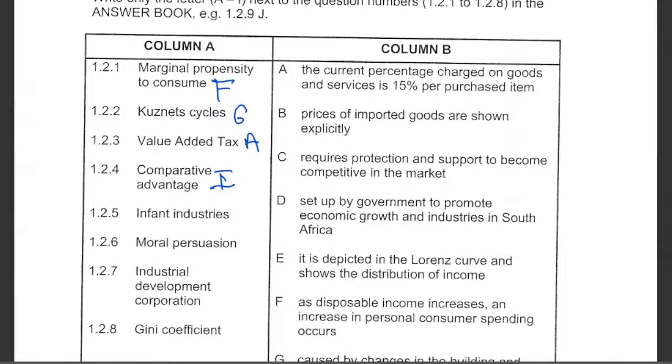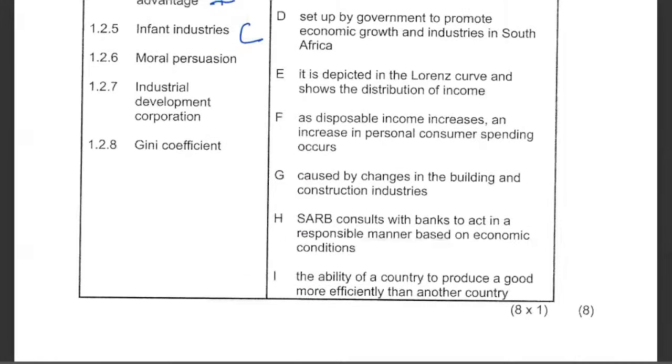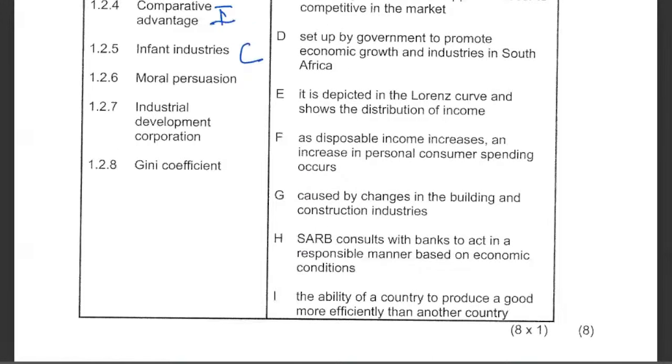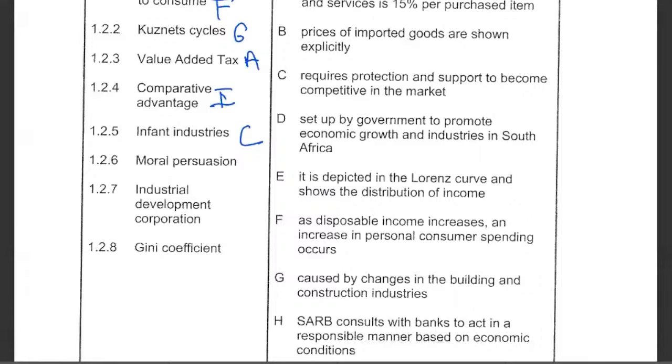It says infant industries. These infant industries normally require protection and support to become more competitive in the market. So it means that our appropriate answer in this regard is going to be C. Okay, right, grade 12s. Now let's move on to the next question, which is 1.2.6. It reads as follows.